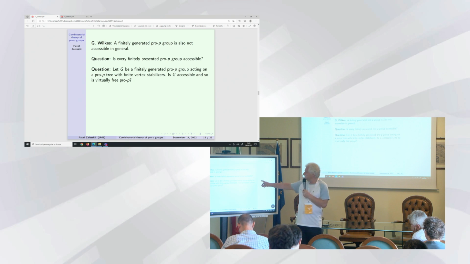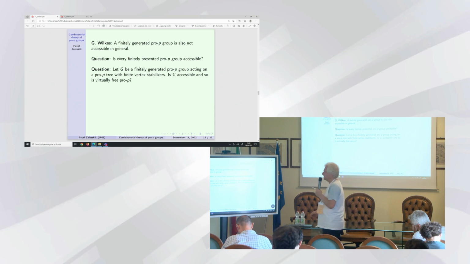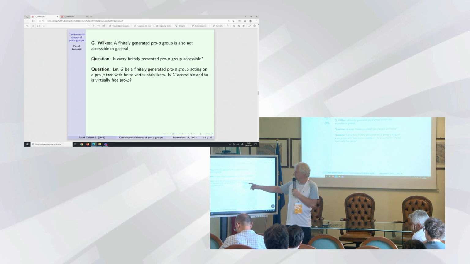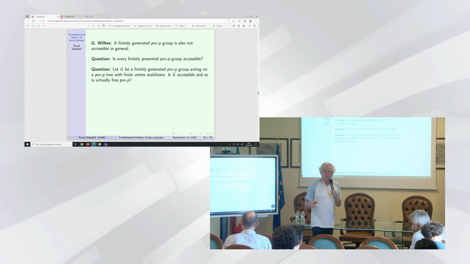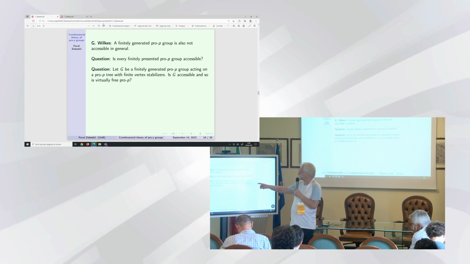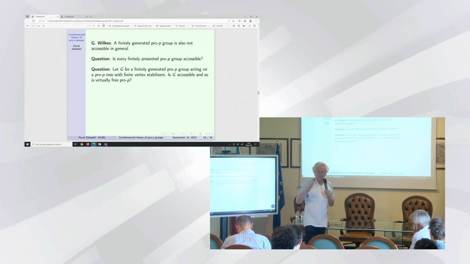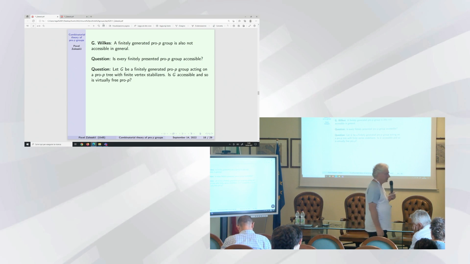And there is a complementary question: we don't know whether a finitely generated pro-p group that acts on a pro-p tree with finite vertex stabilizers is accessible. It is important because if it is accessible, then G is virtually free pro-p. That means it has a subgroup of finite index which is free pro-p.